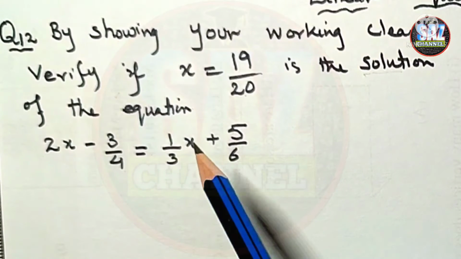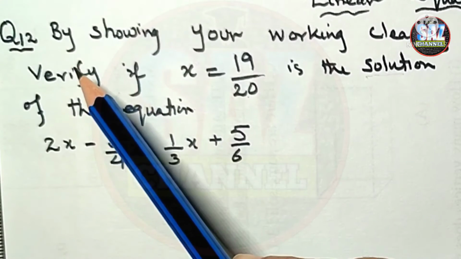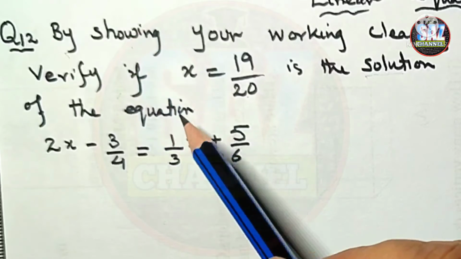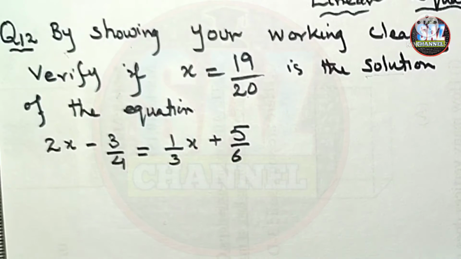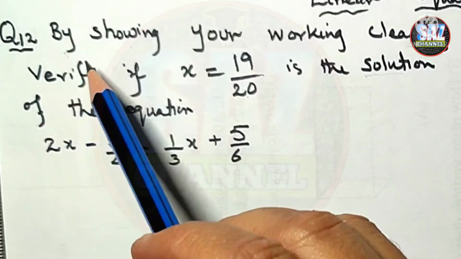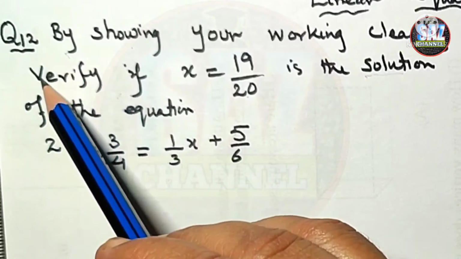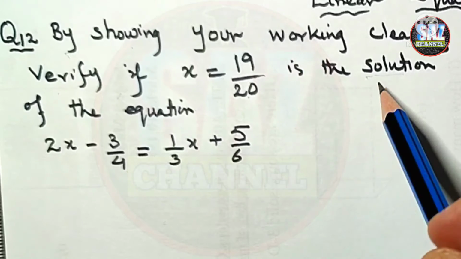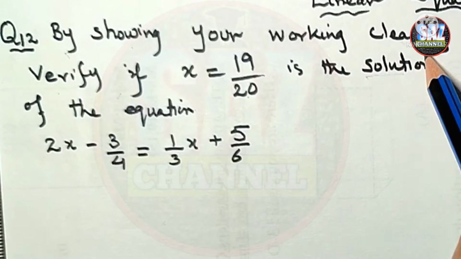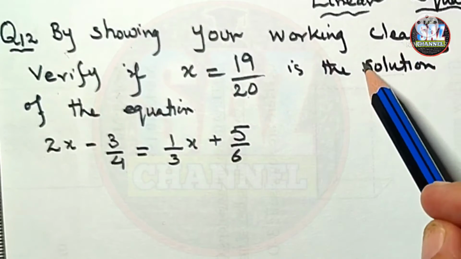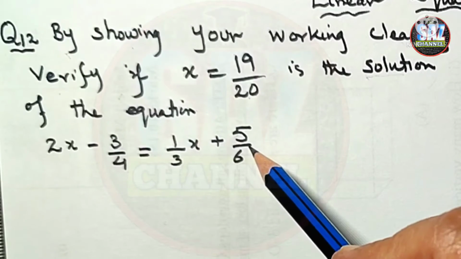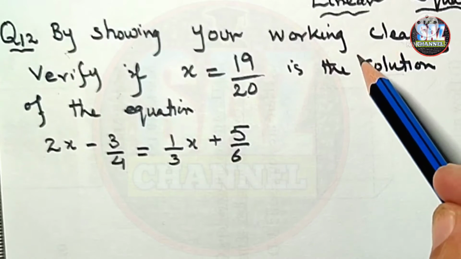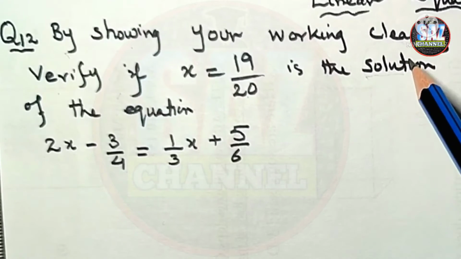So first of all, students, we have to read the question carefully. The question says, by showing the working, means we have to provide the working clearly. And we have to verify, we have to show, we have to prove that if x equals 19 by 20 is the solution of this equation or not. First of all, we have to understand what is the meaning of the term solution.